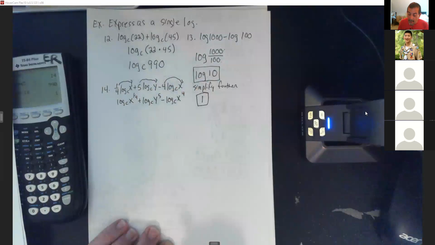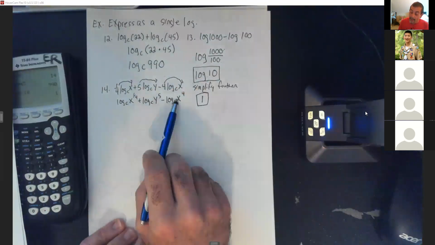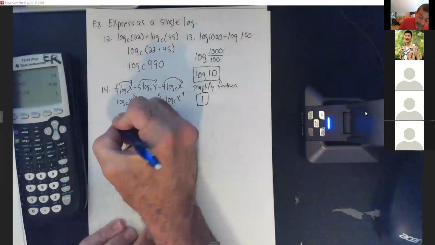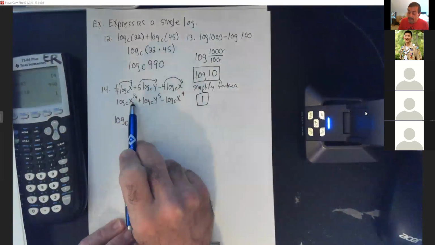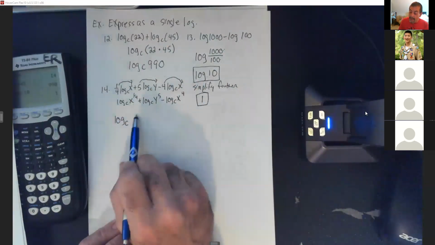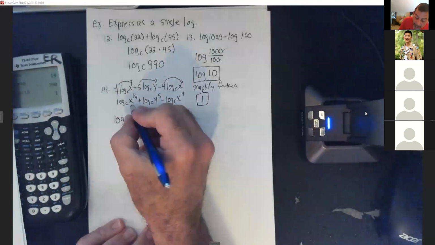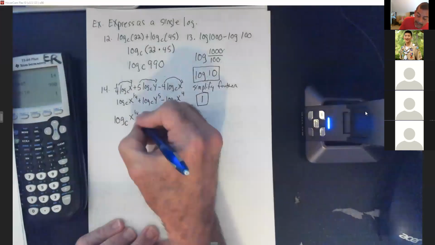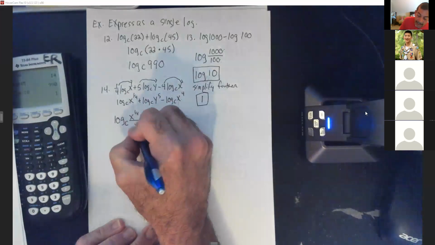All right, so I've got them all written. Exponents are brought back up. So now I'm going to rewrite them as a single log. So I'm going to bring over my log base C. Remember, if they're on positive, I'm going to put them on the top. If they're negative, I'm going to put that factor on the bottom. So on top, I'll have x to the 1/4, y to the 5th, all over the bottom, which will be x to the 4th.